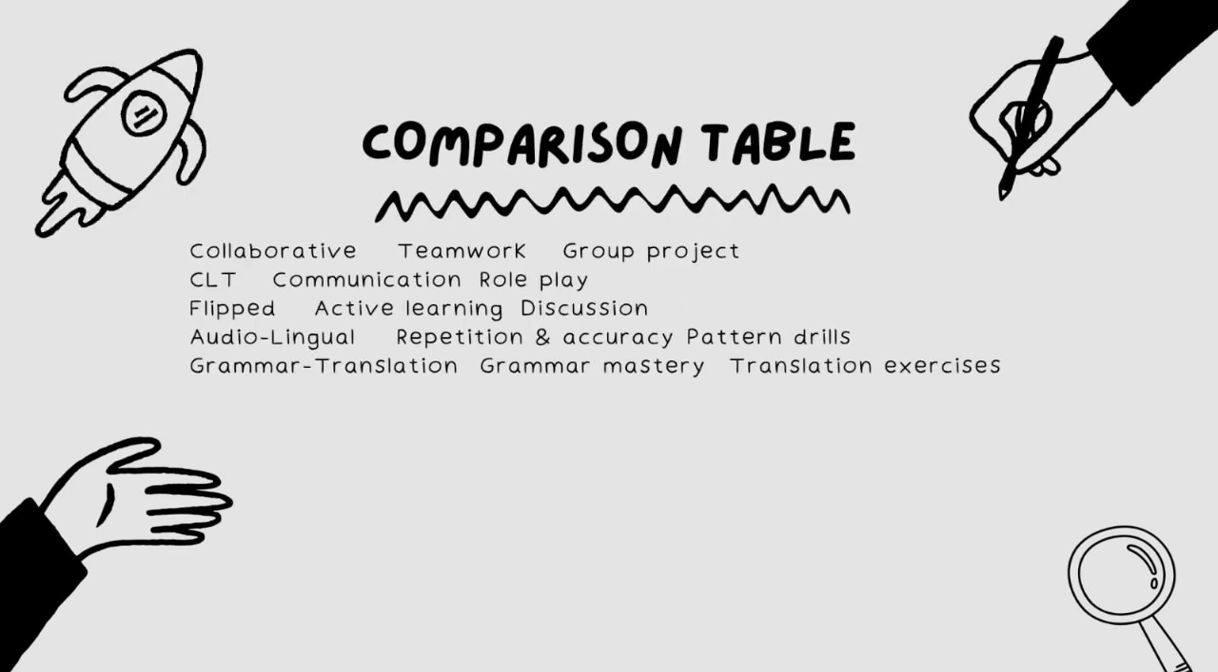Let's compare these 5 methods briefly. Collaborative learning focuses on teamwork and communication. CLT develops fluency and real-life speaking ability. The flipped classroom promotes independence and active learning. The audiolingual method builds strong habits through repetition. And the grammar translation method develops deep grammar and reading skills. Each of these methods serves a different purpose. That's why good teachers often combine them to make learning balanced, effective, and fun.